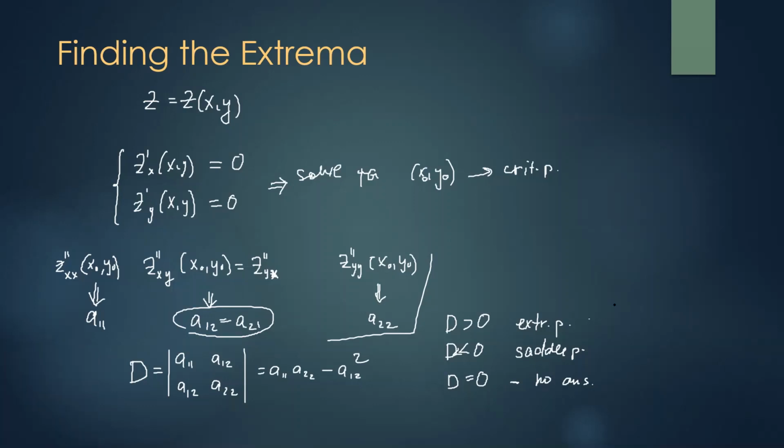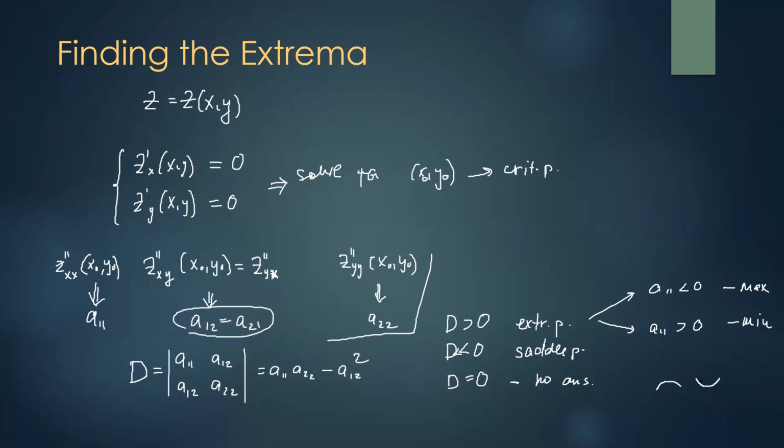And here, extremum points. Now, how do we know whether it's a minimum or maximum? Well, we just look at A11. If the number A11 is negative, then we have a maximum point. If A11 is positive, then we have a minimum point. Similar to the single variable function. So see, negative second order derivative, sad, looks like a maximum. Positive, happy, concave up, looks like a minimum.